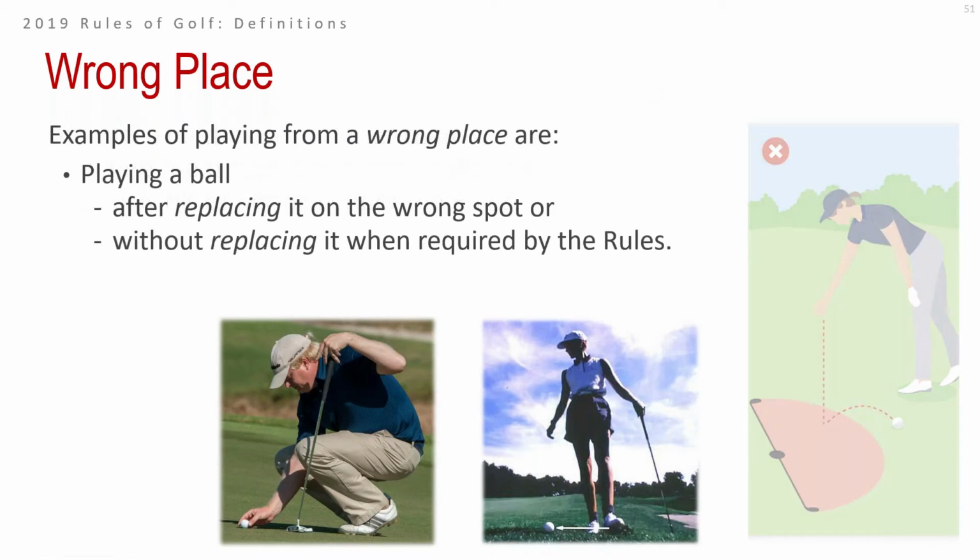So some examples of playing from a wrong place, and our illustrations do so by showing this, is after replacing on a wrong spot. So we talked about it a little bit yesterday if you joined us. Replacing that ball in a wrong spot is going to have us playing from a wrong place, or without replacing it when required under the rules. So in our middle picture there, this player has accidentally moved her ball and played it from the new spot as opposed to where the ball should have been replaced. They're going to get a penalty for playing from the wrong place.